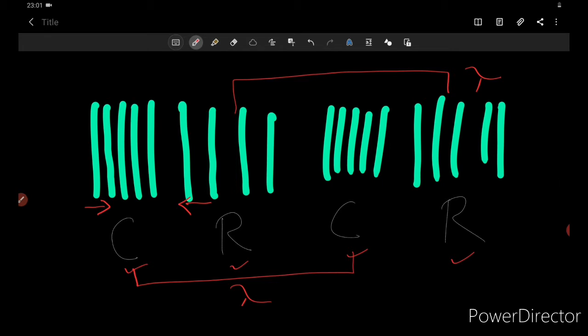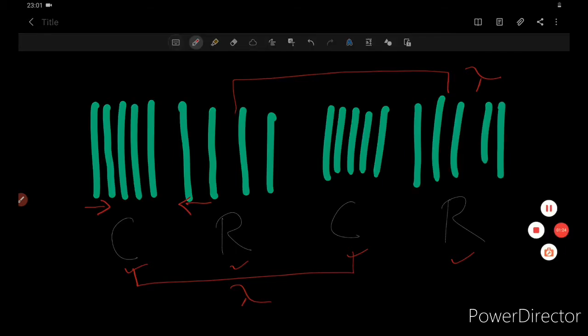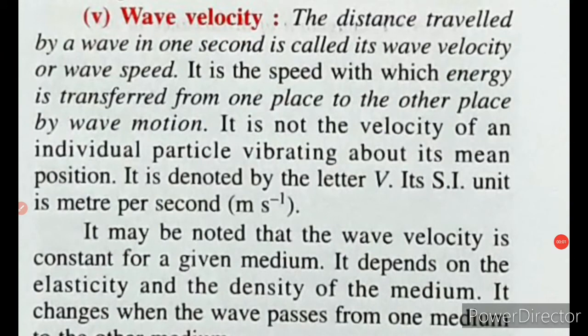Now let us go to the next topic, which is wave velocity. The distance traveled by a wave in 1 second is called its wave velocity or wave speed. As we have already understood wavelength, suppose the wavelength of a wave is 40 meter, and suppose it is produced in 1 second, suppose the time period is 1 second, then the wave velocity or the wave speed of that particular wave will be 40 meter per second.